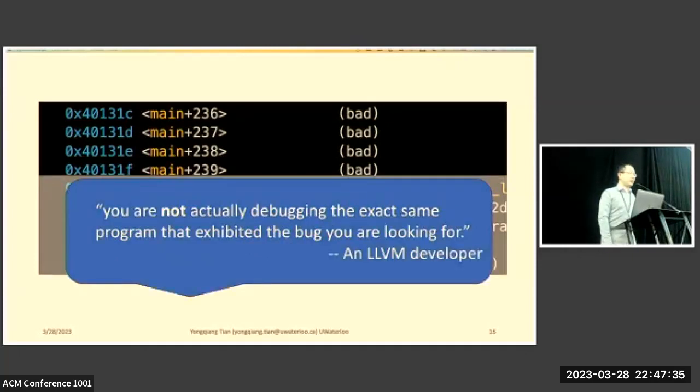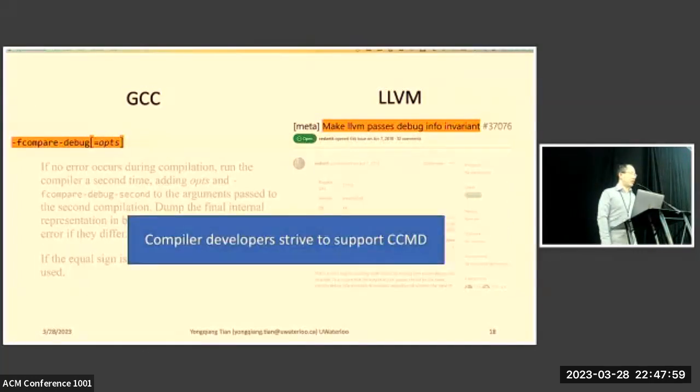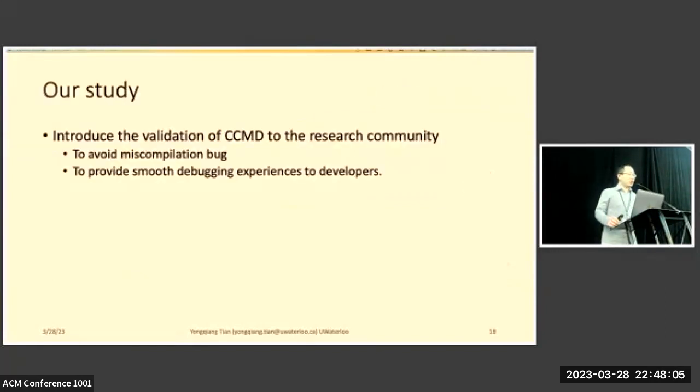Actually, according to LLVM, developers are not actually debugging the exact same program that has the bug we are looking for. Because of the importance of CCMD, both GCC and LLVM developers care about CCMD. For example, GCC developers have a very special flag, compare-debug, to check whether the debug information will affect the binary instructions. In other words, compiler developers strive to support CCMD. In our study, we introduce the validation of CCMD to the research community. This helps us avoid miscompilation bugs, and this helps us provide a smooth debugging experience to developers.